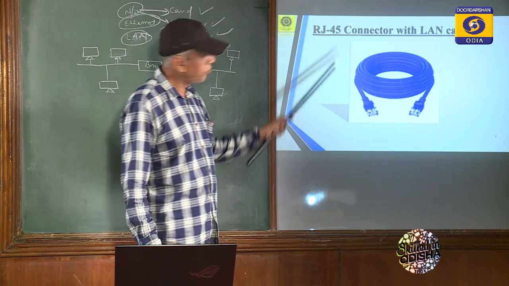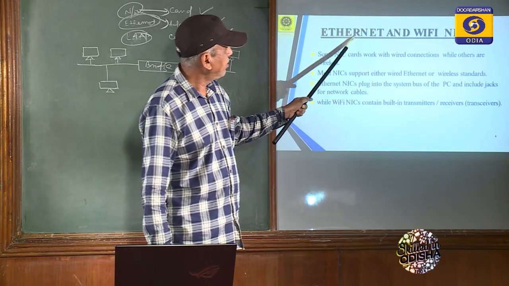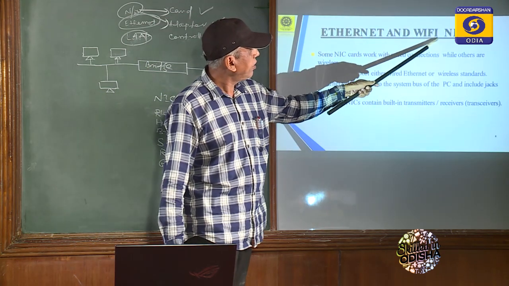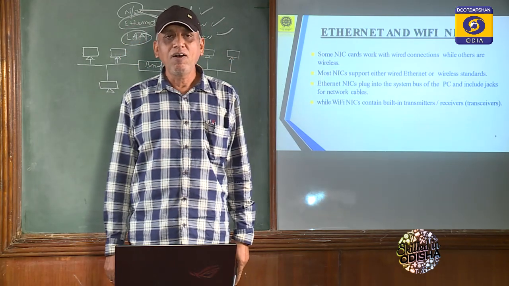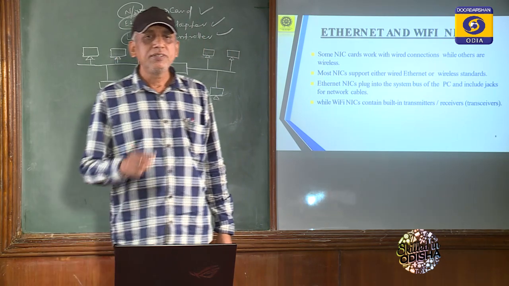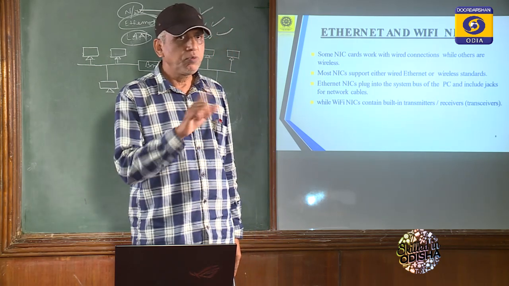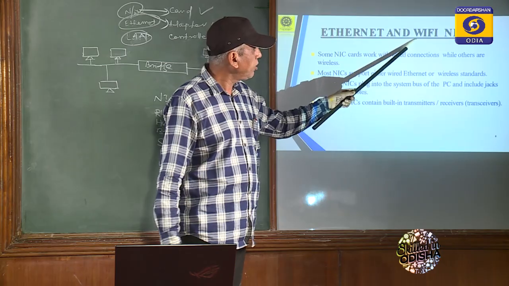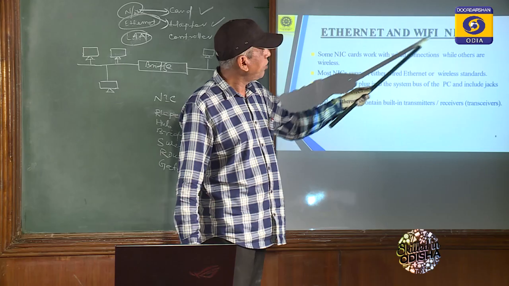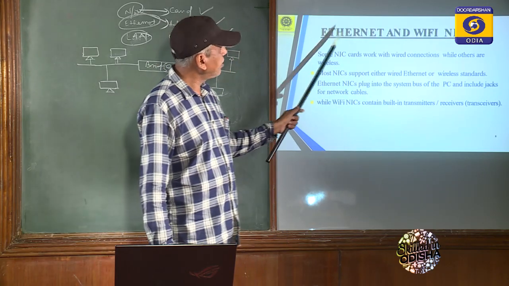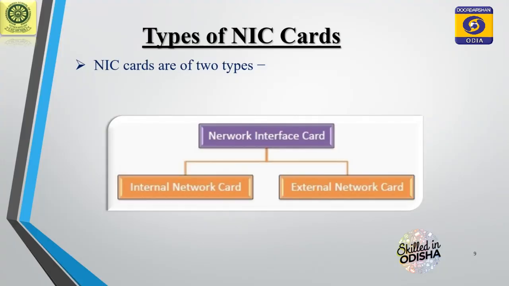LAN cable is connected to that LAN NIC. In the case of Wi-Fi NICs, no cable is required. Only an antenna is there, and through this antenna we can activate the Wi-Fi. Then accordingly we proceed. Without the LAN cable, it is wireless, that is a Wi-Fi NIC, and with cable, that is Ethernet.